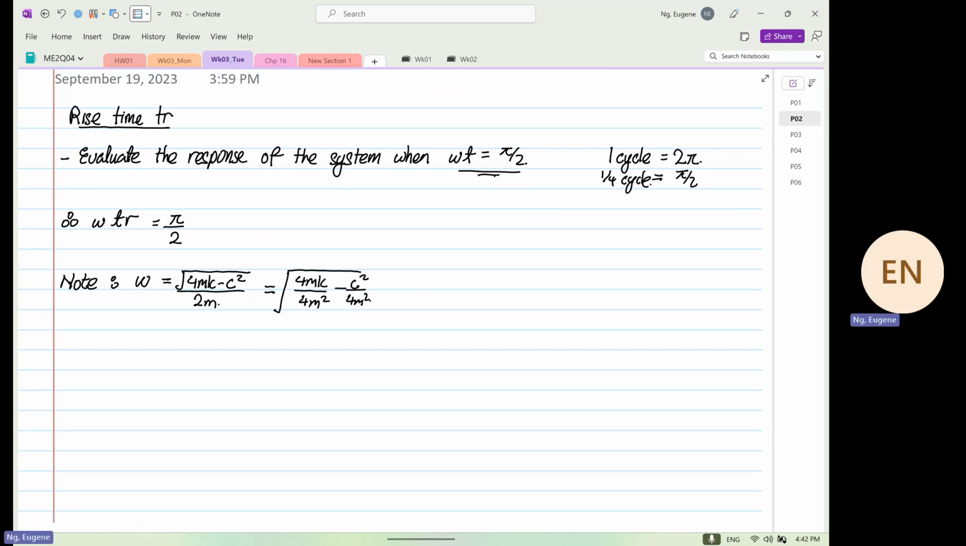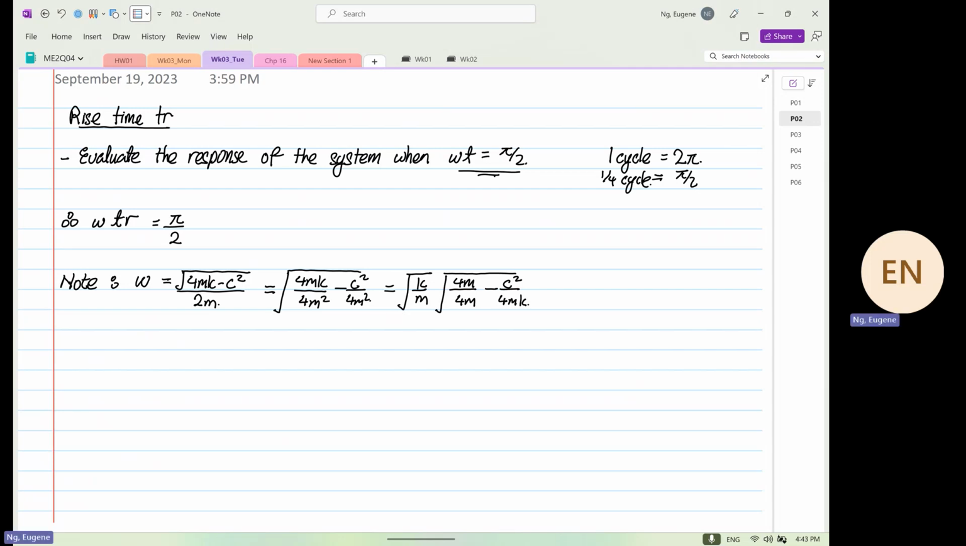Okay. So we can factor out k over m, right? We can take out k over m. So this will be equal to the square root of k over m, and then multiply again. So I take out 4m, so I have 4m over 4m minus c squared over 4mk.